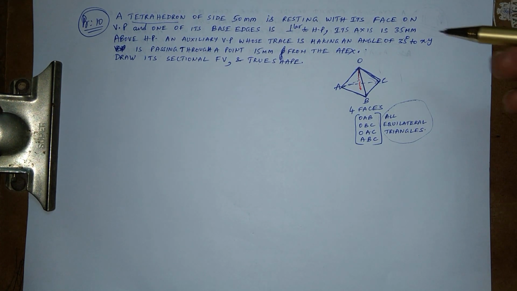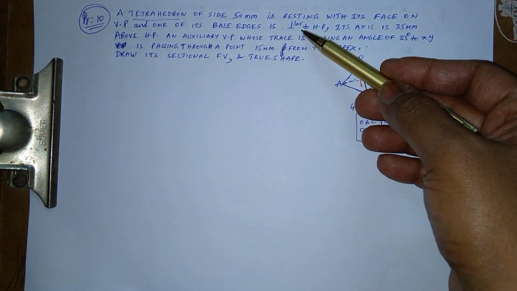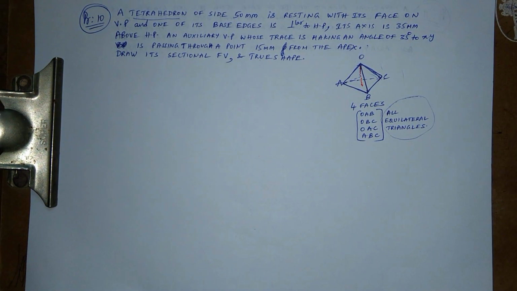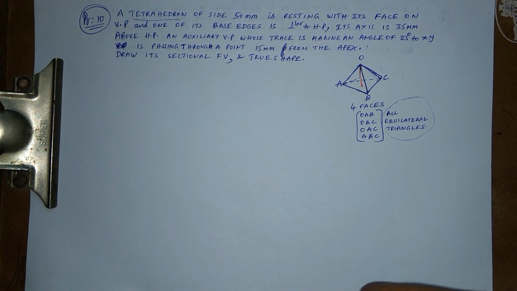Four faces. Its face on VP and one of its base edges is perpendicular to HP. Okay, this is just a little opposite of what we have done earlier. Base edge is perpendicular to HP, its axis is 35 mm above the HP. An auxiliary vertical plane whose trace is making an angle 35 degree to XY is passing through a point.